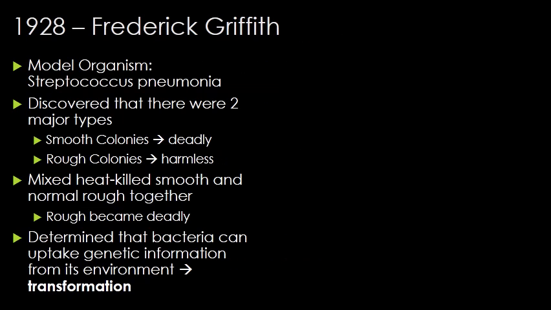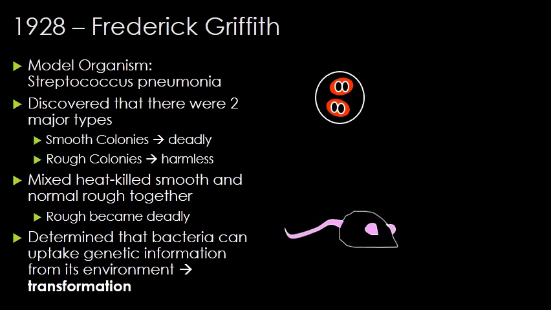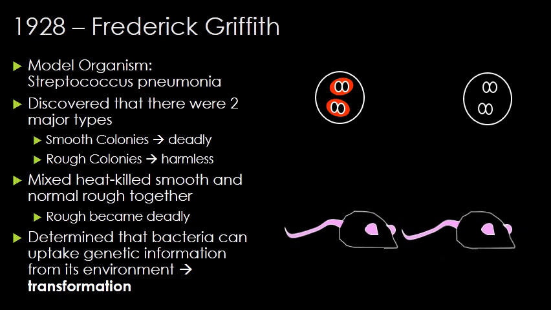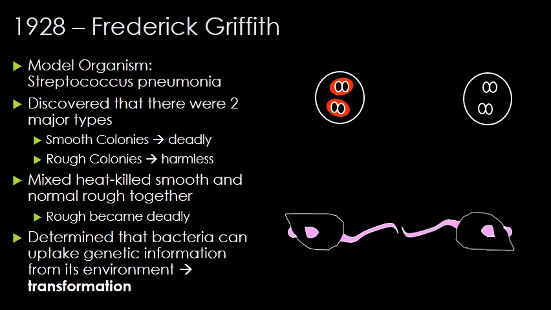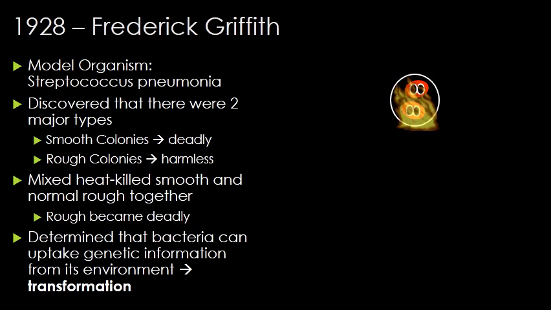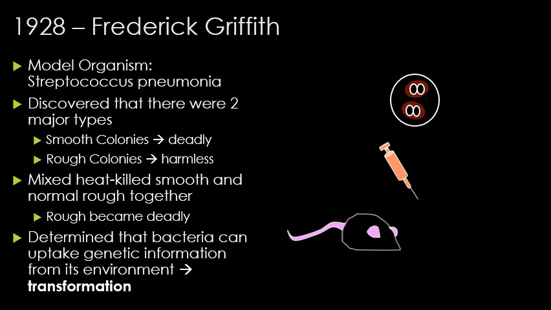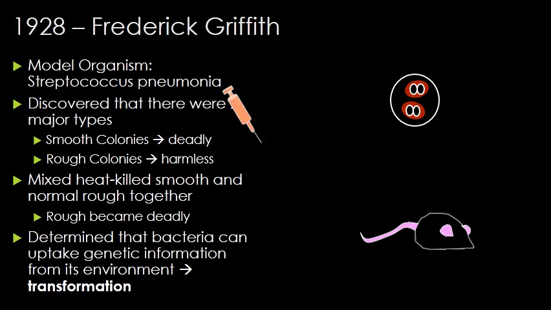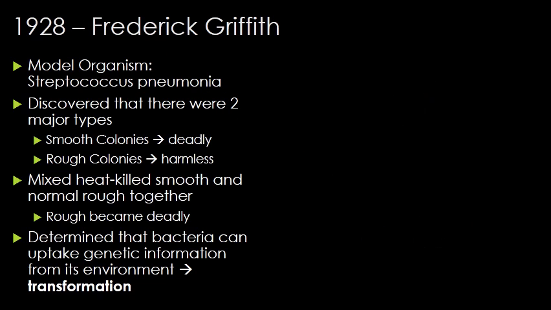The next would be Frederick Griffith in 1928. He was studying the pneumonia bacteria, and he discovered first that there were two major types, smooth and rough. Now, when he injected the mice with smooth and rough bacteria, he found out that the smooth was deadly and the rough was not. So what he then tried to do was he took some of the smooth and he heat killed it. And then he took that heat killed bacteria and he injected it into a new mouse. And what he determined was that the mouse survived just fine.